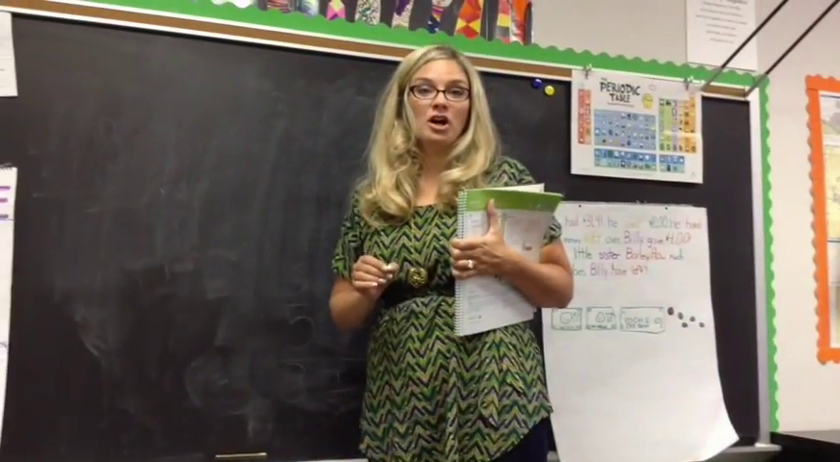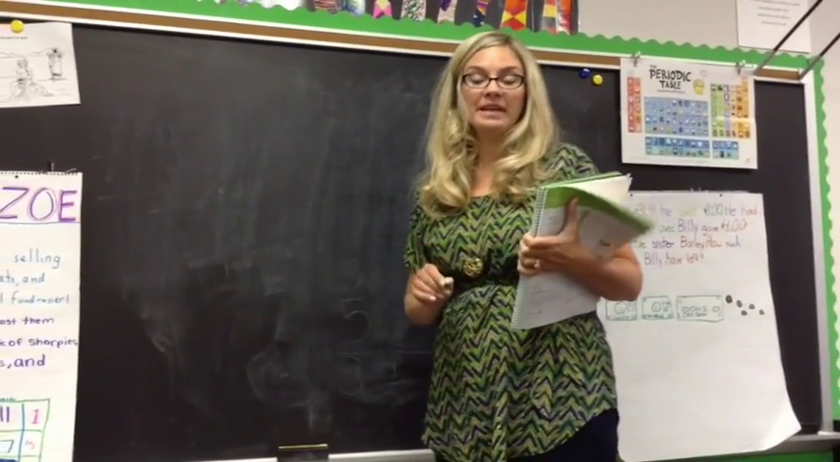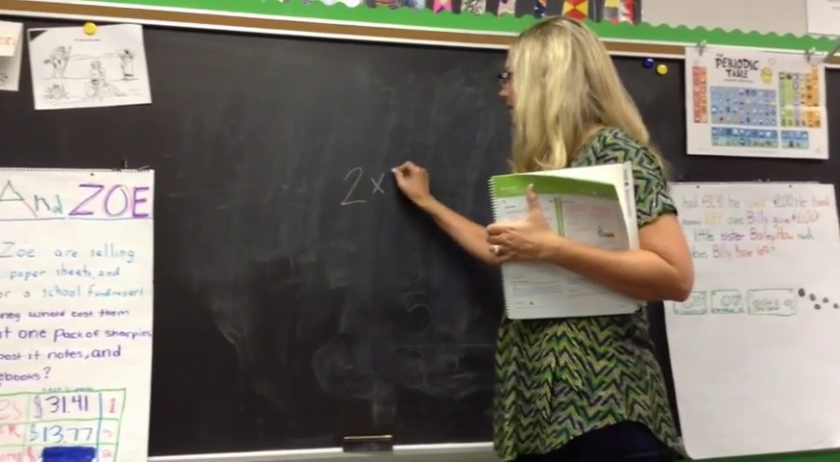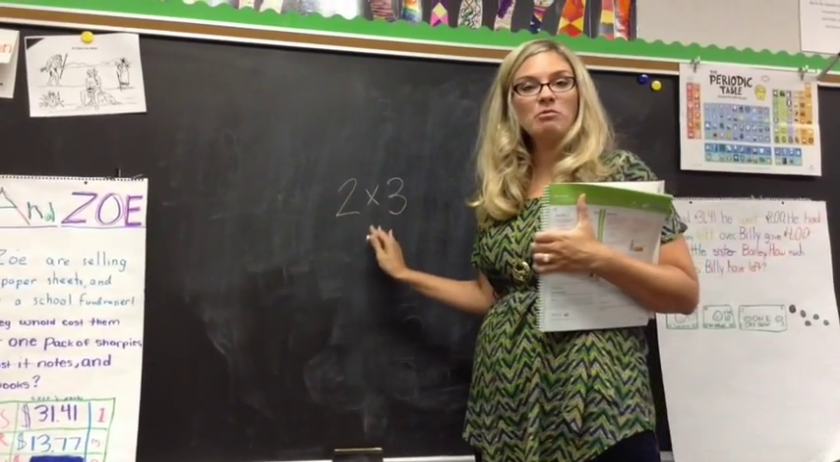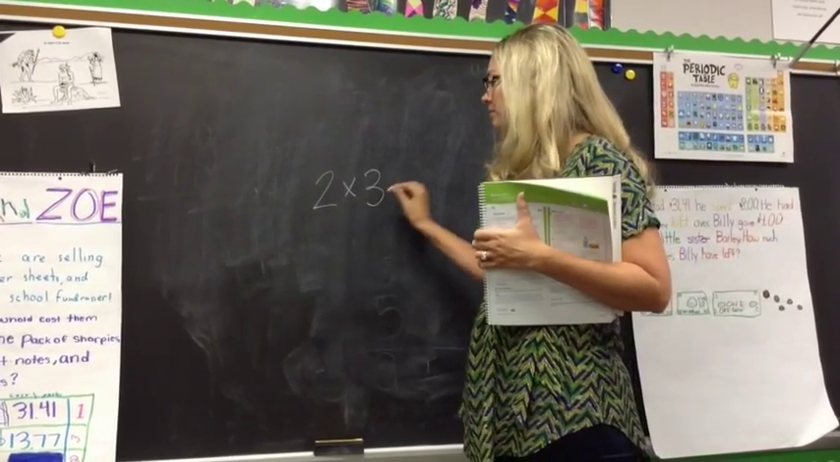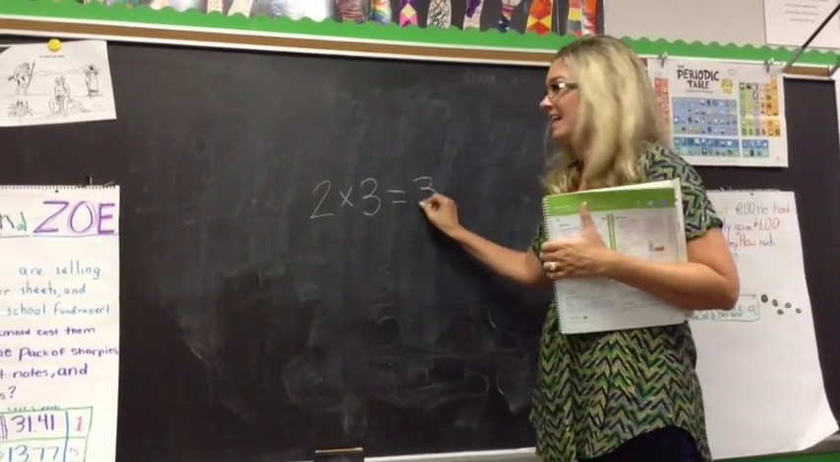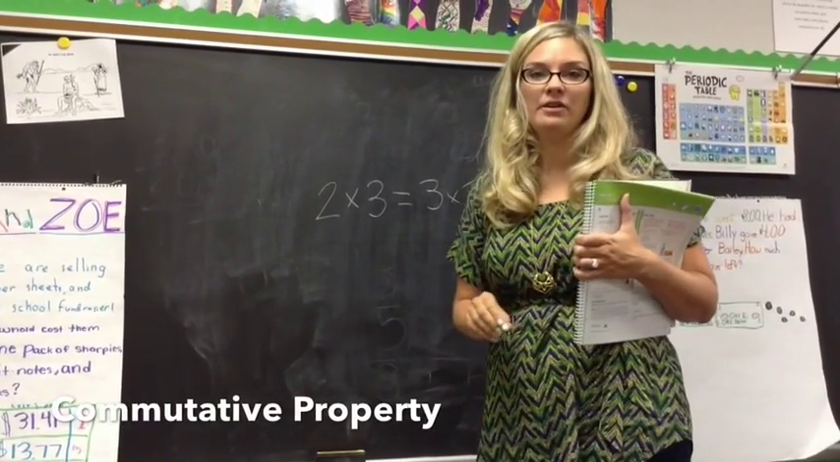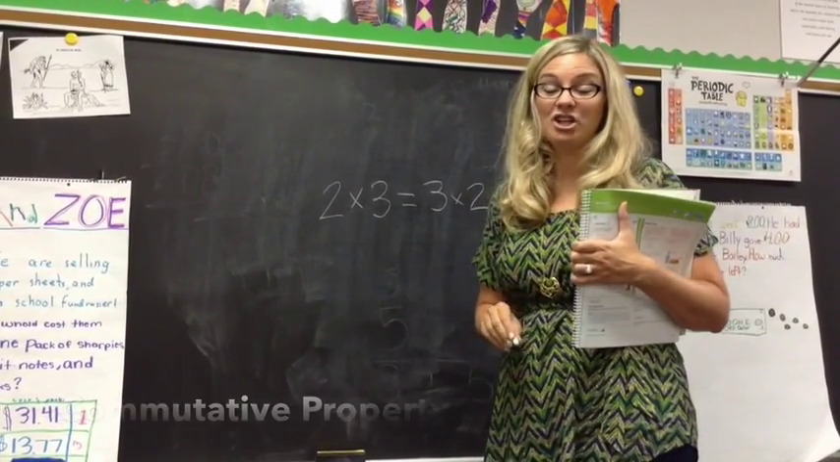Okay, today we're going to talk about the properties of multiplication that we learned last year. Remember that when we have a multiplication problem, the order doesn't matter. 2 times 3 is the same thing as 3 times 2. We call that the commutative property of multiplication.